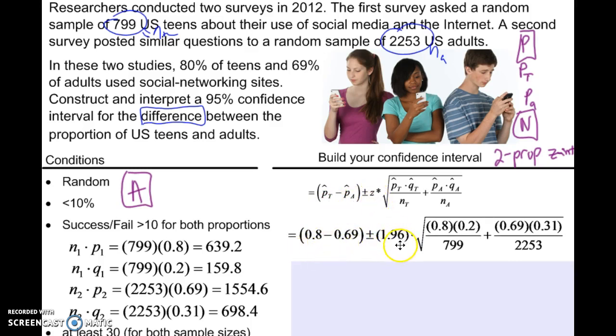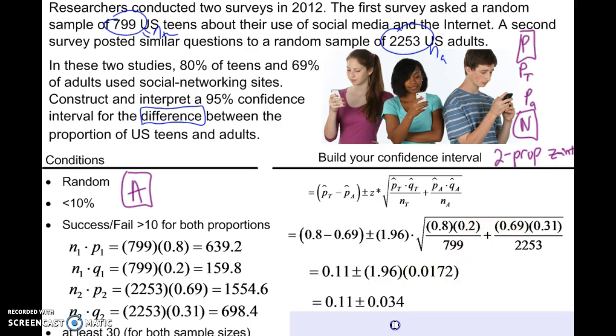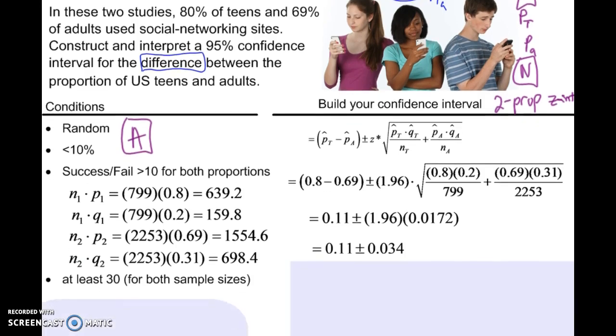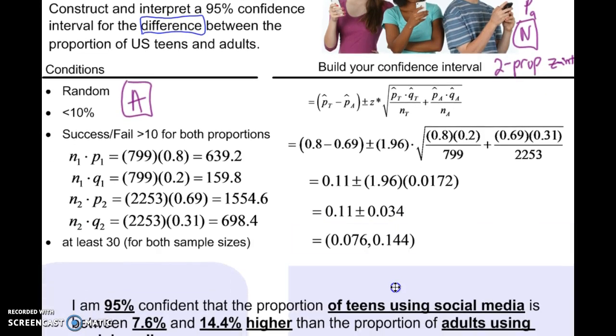The z critical value for 95 percent is 1.96. Again, we're using p hat, q hat, p hat, q hat, but this one's for teens and this one's for adults, so different n values for each of them. We simplify that in our calculator and multiply that out, and this is our point estimator plus or minus our margin of error right there. And so we get our final results.